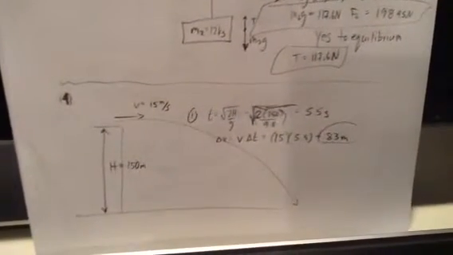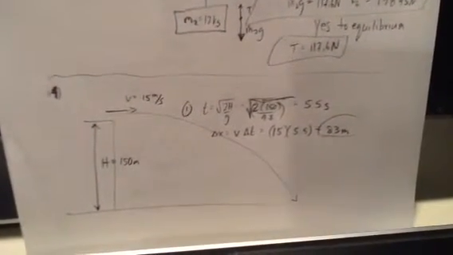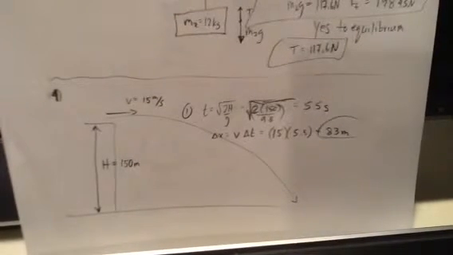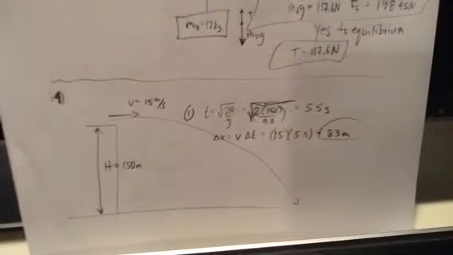Okay, this projectile motion problem I'm going to go over quickly because we've done this before. It's just like on the midterm, different numbers. So your answer is 83 meters from the base of the cliff.